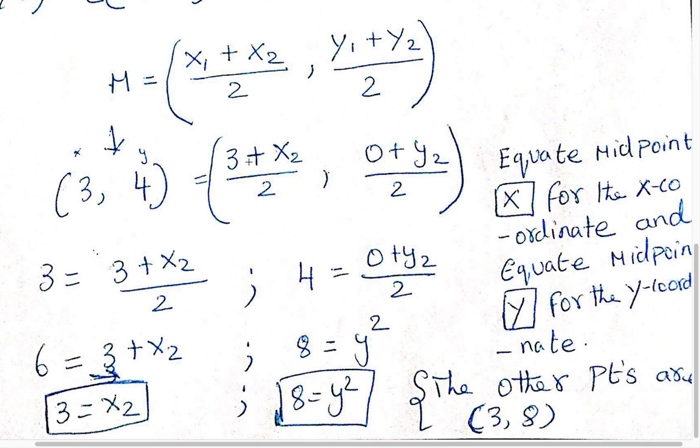3 equals (3 plus x2) over 2. And I did the same thing for y. And so remember, we don't like fractions. You're going to get rid of it by using the multiplicative inverse. So 3 times 2 gave you 6, which left you with 3 plus x2. And you're going to isolate the variable and find x2. The same thing over here, you're going to find your y2. So now you have the coordinates for the other endpoint, which is nothing but (3, 8).